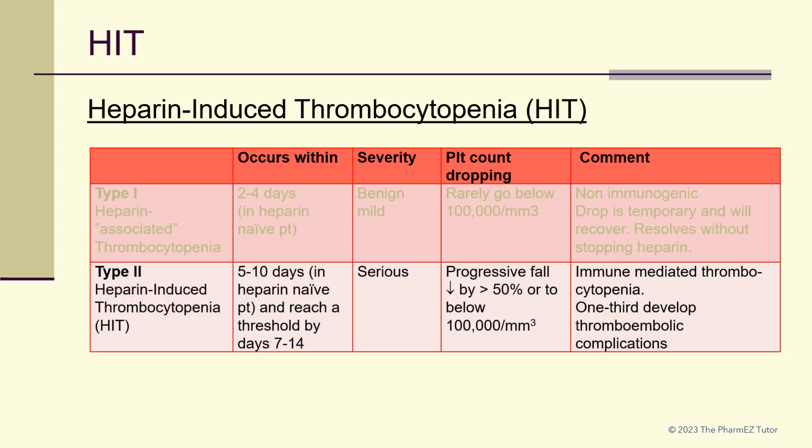The second type of HIT is called type 2, heparin-induced thrombocytopenia. This occurs within 5 to 10 days in a heparin-naive patient and reaches a threshold by days 7 to 14. The severity is serious, with the platelet count progressively falling or decreasing by greater than 50% or to below 100,000. It is immune-mediated thrombocytopenia, and 1/3 will develop thromboembolic complications.